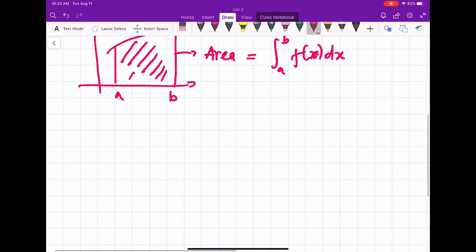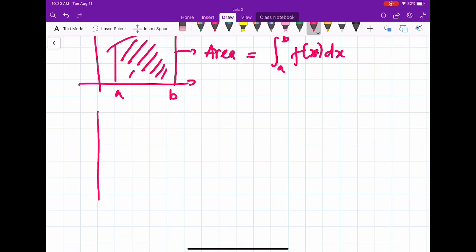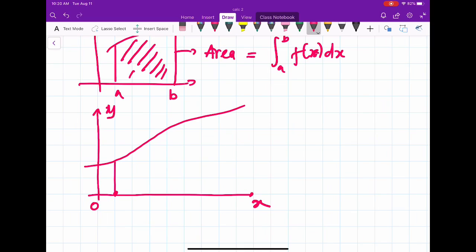Look at this. Let me draw an arbitrary graph. You have y in here, x in here, and 0 in here, and suppose that your function looks like this. Okay, so this is a, this is b. You want to find the area of this region. Okay, in Calculus 1 we use Riemann sums, but we use rectangles, right? So you use left rectangles or right rectangles, right? For example, if you want to use left endpoints, so you have this.